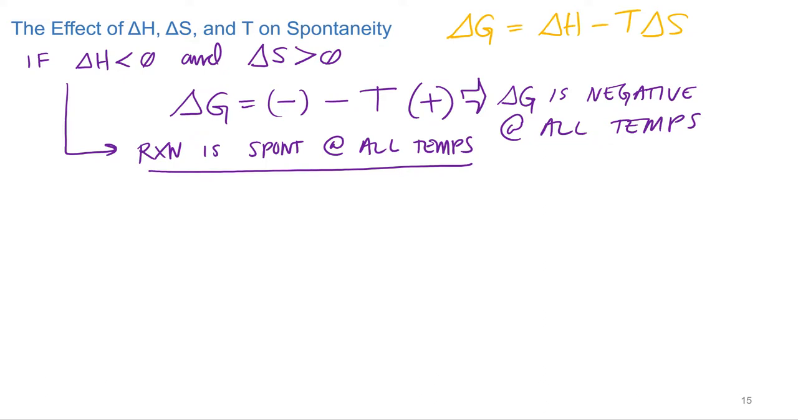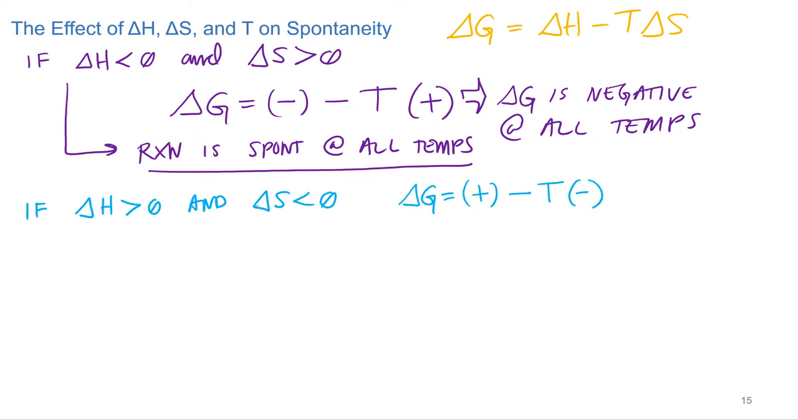On the other side of the spectrum, you could have a reaction or physical process where delta H is positive and delta S is negative. What will that do for our calculation? Now we have delta G equals a positive number, and we're going to subtract a negative number, which turns it into a positive. So we're taking a positive number, subtracting a negative number, which turns it positive. So guess what? You're going to get a positive number.